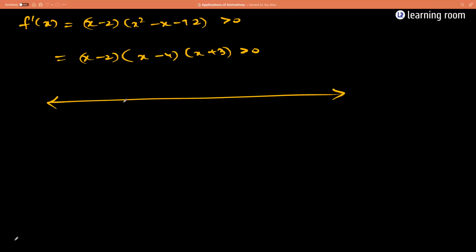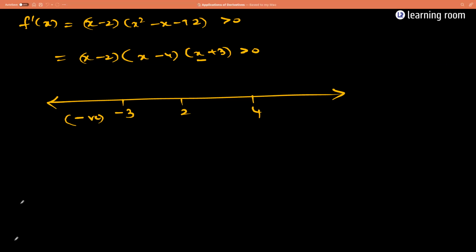What are the critical points you will take? Minus 3, 2, and 4. Right. So on the left of minus 3, what are you getting? Are you going to get a negative value or a positive value? If I put minus 4, it will be negative. Between minus 3 and 2, it is positive.